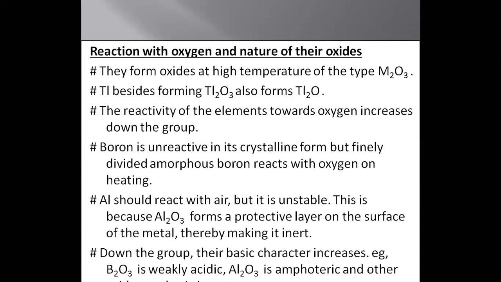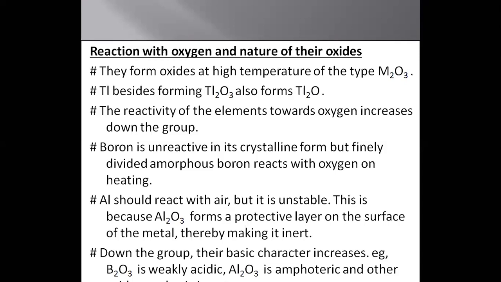Now, when we talk about the reactivity with oxygen in this group, down the group the reactivity with oxygen increases. The first element, boron, is usually unreactive in crystalline form. It does not react with air at all in crystalline form. But if it is finely divided and in an amorphous form, it will react with oxygen on heating to form the oxide.